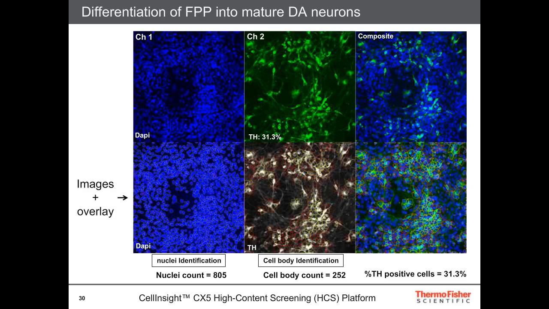We can segment, look for the presence or absence of this marker, count the number of nuclei, count the number of cell bodies showing positive for tyrosine hydroxylase, and from there calculate how many of these cells are positive and are indeed transformed into mature dopaminergic neurons.